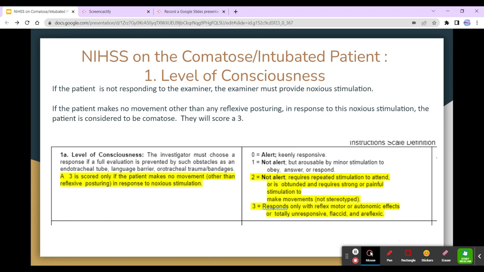Basically, you're going to do a sternal rub. You can provide pressure to the eyebrows, ocular pressure. If the patient makes no movement other than reflexive posturing, the patient automatically scores a 3. If the patient makes some other movement, withdraws, localizes, kicks their leg, anything, they will score a 2.